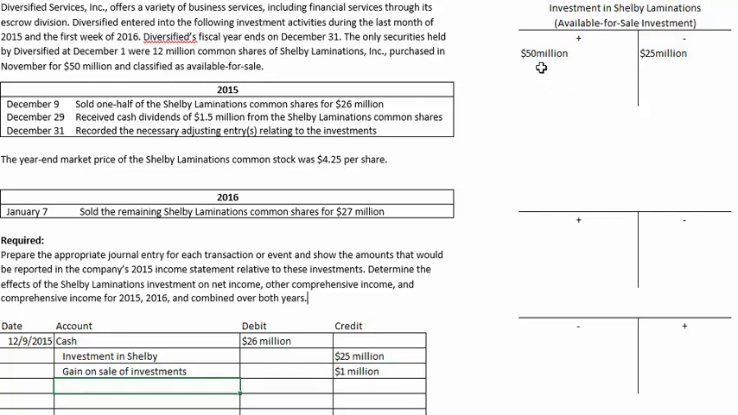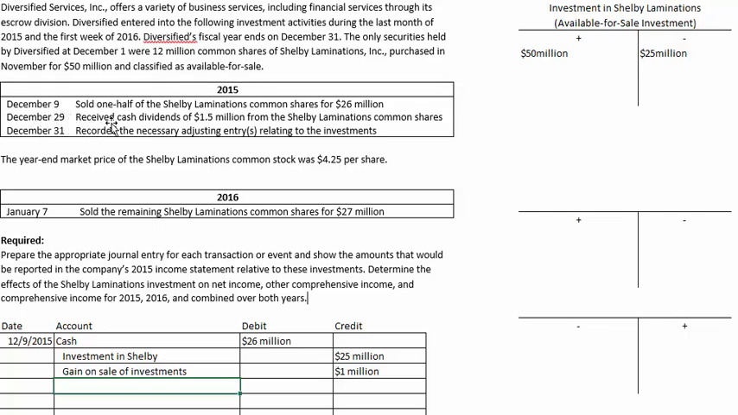The asset now is only on our books for $25 million. This $1 million gets booked into the current year's income statement as a gain, and we'll talk about that in a little bit. But that takes care of the first transaction.